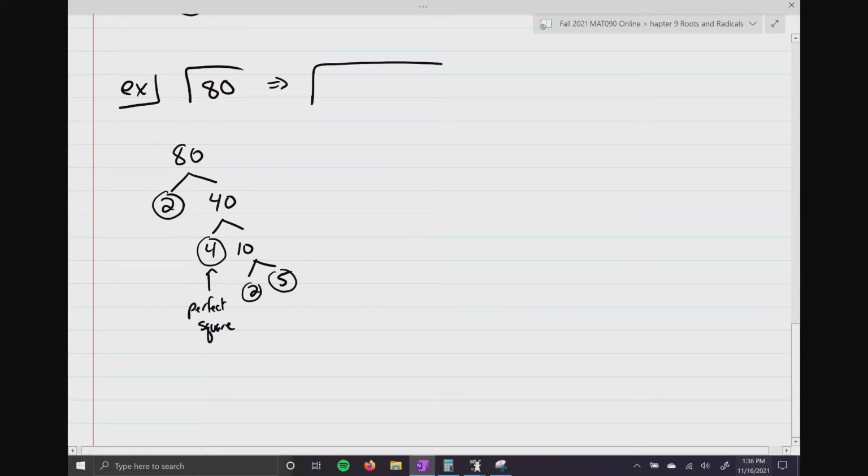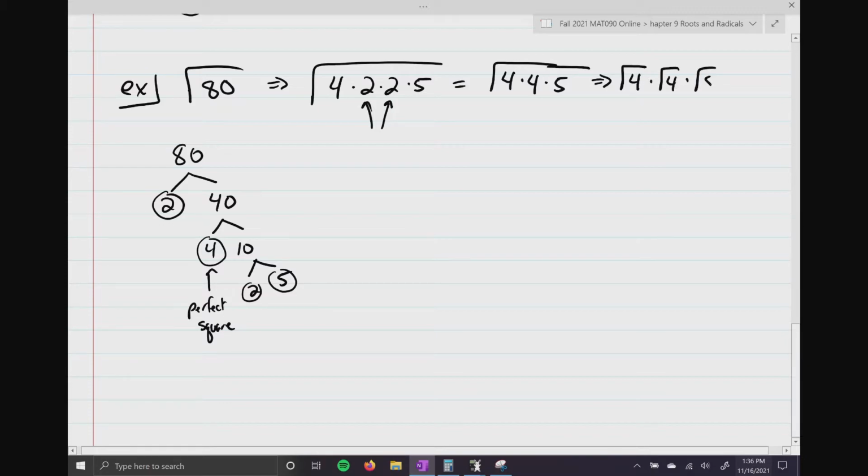Now watch what I do here. I'm going to write the 4 out front because I know that's a perfect square. Then I'm going to multiply it by 2 times 2 times 5. But if you look, we know what 2 times 2 is. 2 times 2 is 4. So notice I have the square root of 4 times 5. And we know if we break these up, we can get our exact answer.